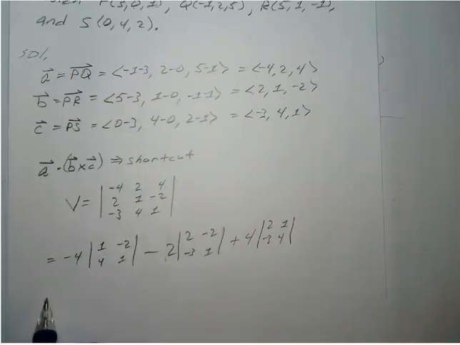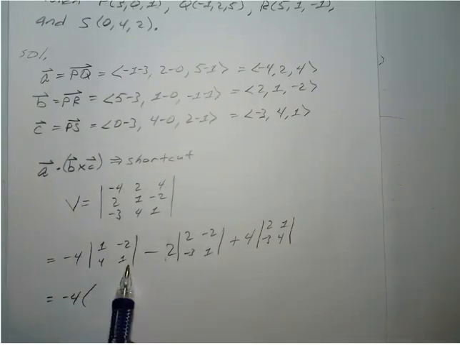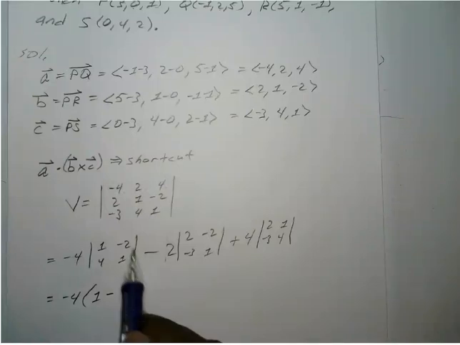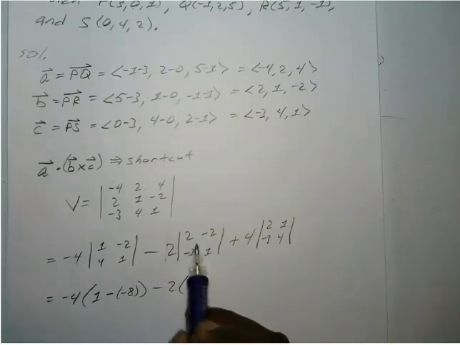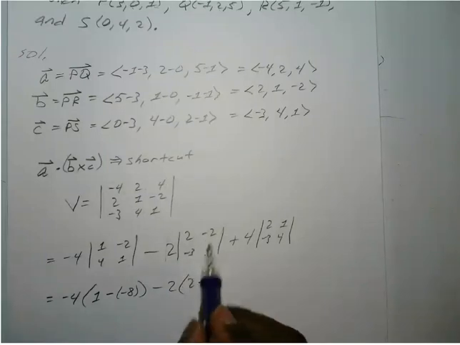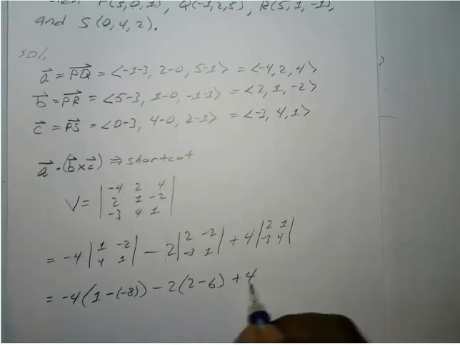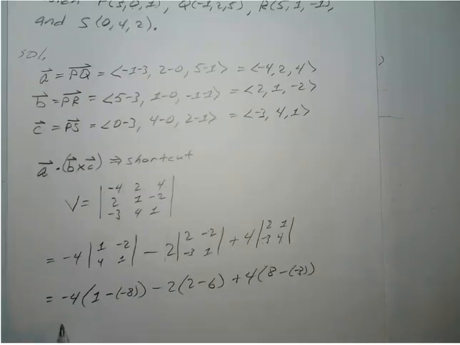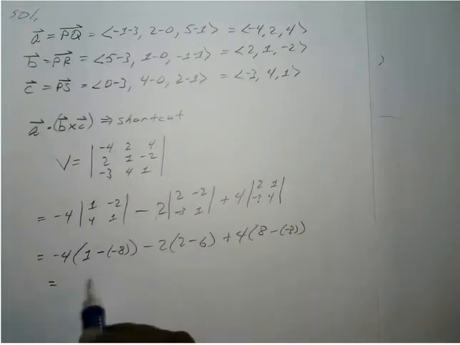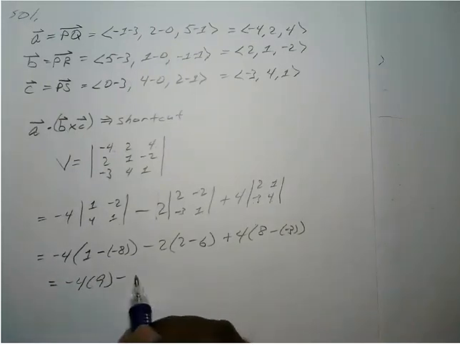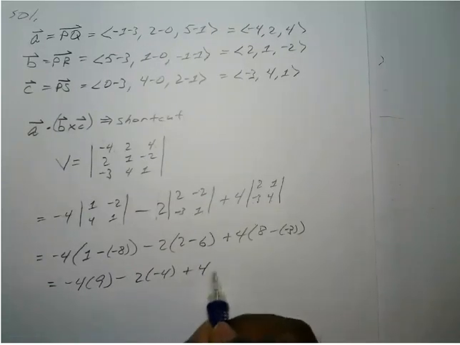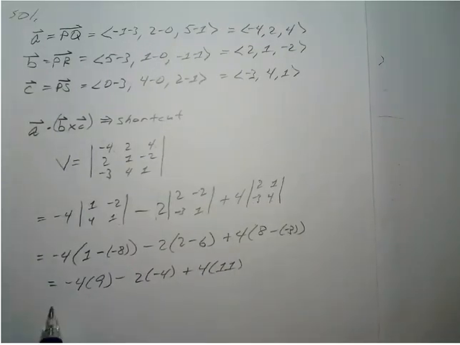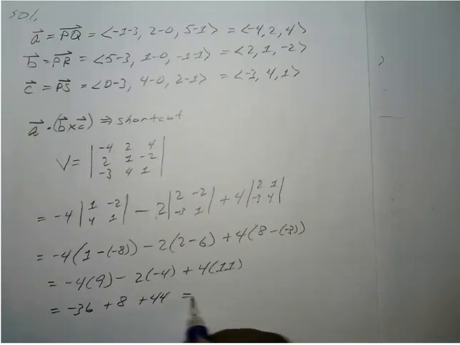Okay, so now we do the same thing we did before. So we have -4. 1 times 1 is 1. Minus 4 times -2 is -8. Okay. Minus 2 times 2 times 1 is 2. Minus -3 times -2 is +6. Plus 4, 2 times 4 is 8. Minus 1 times -3 is -3. Okay, so we end up with -4 times 9 minus 2 times -4 plus 4 times 11. Okay, so we have -36 plus 8 plus 44, which is equal to positive 16.